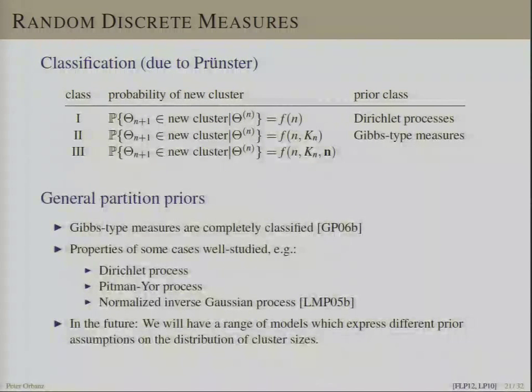Yeah, and the general theme is what we can hope to happen in the future is that we have a range of these models, and each model expresses a different prior assumption on what the distribution of the cluster sizes looks like, which also implies a distribution on the number of clusters. And once we have worked out the properties of this, basically what we can give a user is like a lookup table where you can see, okay, if I know this and this about my cluster sizes, then I should use this prior distribution.